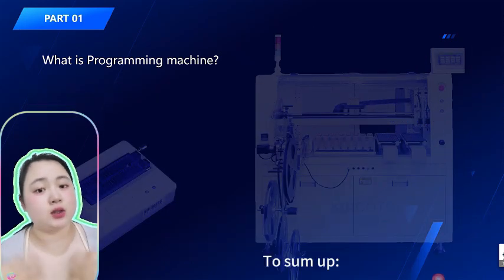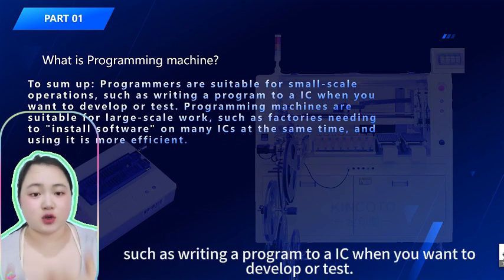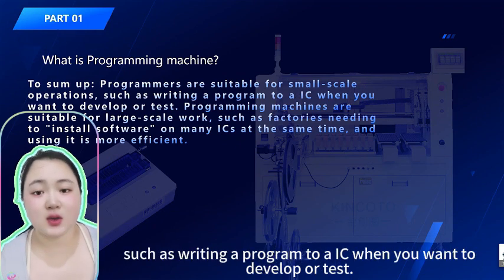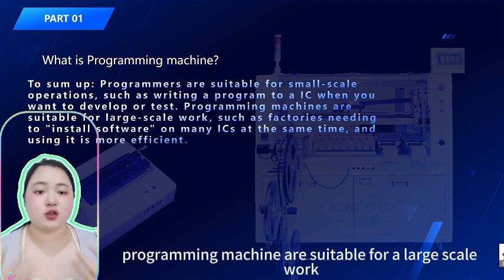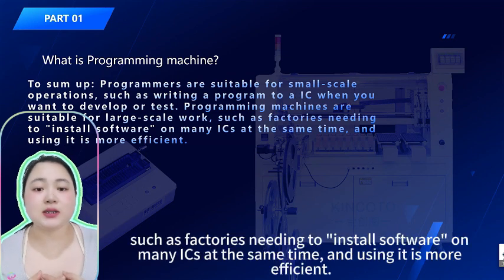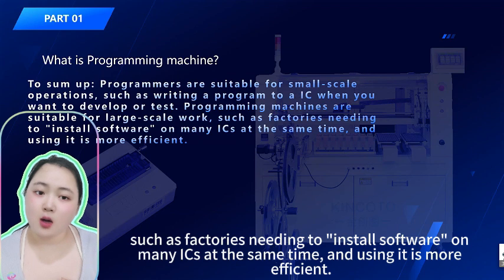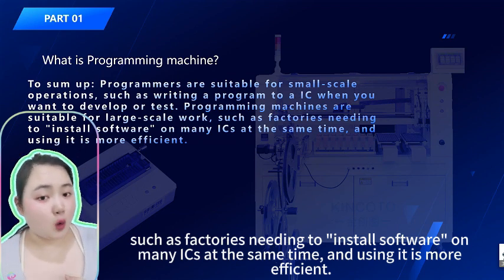To sum up, programmers are suitable for small-scale operation, such as writing a program to an IC when you want to develop or test. Programming machines are suitable for large-scale work, such as factories needing to install software on many ICs at the same time, and using one is more efficient.